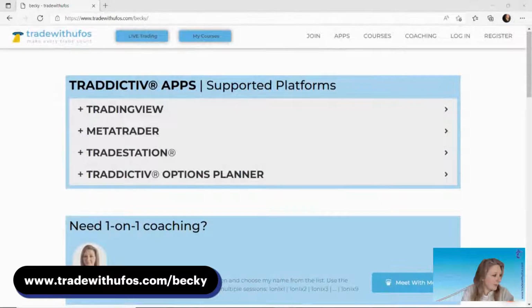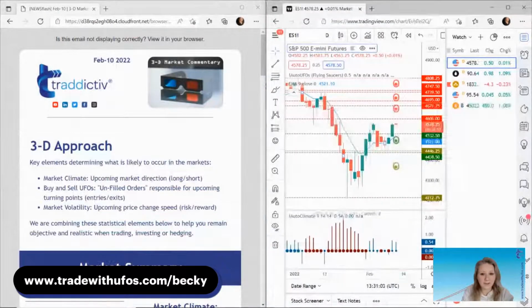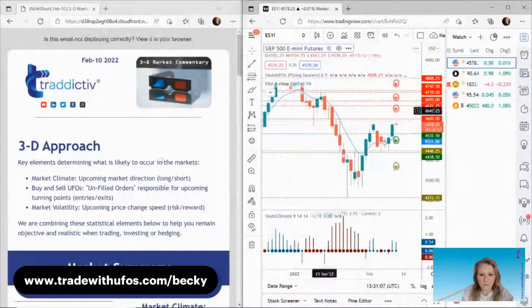So let's bring up that email. That's what it looks like, and it's of course relevant to market data. So in fact, what I'm going to do is just move it over a little bit because we want to see more of the charts, and we'll go through what it is that we're going to cover.